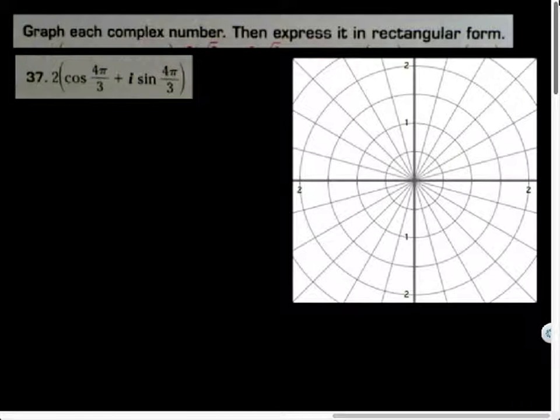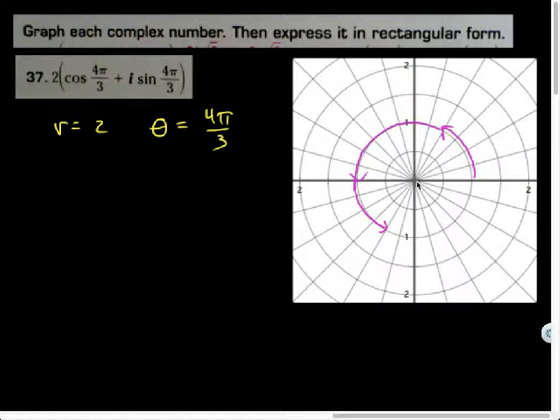One last example here. It says graph each complex number, then express it in rectangular form. This actually is much easier conversion typically. So let's see, the modulus is 2. My angle is 4 pi over 3, a little bit more than a pi. So 4 pi over 3, let's see, pi over 3 is like 60 degrees. So 4 of those is going to actually land me greater than pi.